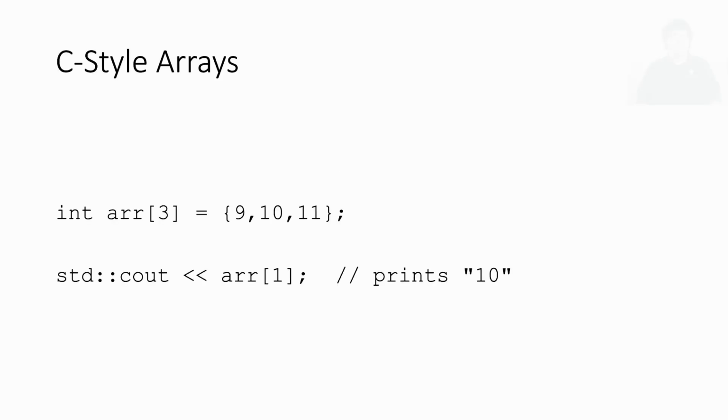So far, we've just been dealing with single variables and objects. In this video, we'll start looking at some of the containers from the standard library that let us manage multiple objects at one time. C++ inherits plain arrays from C.